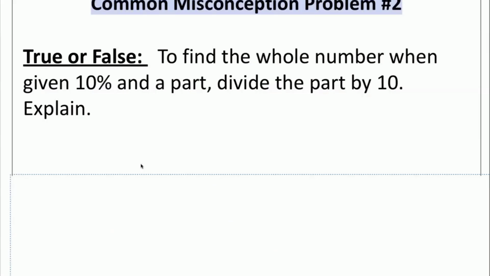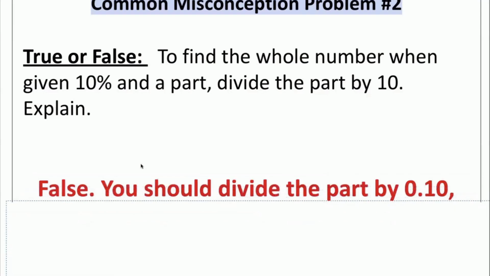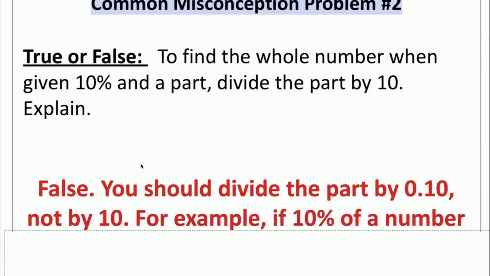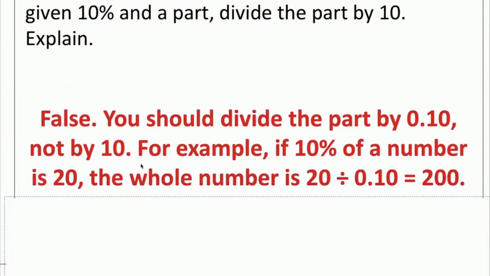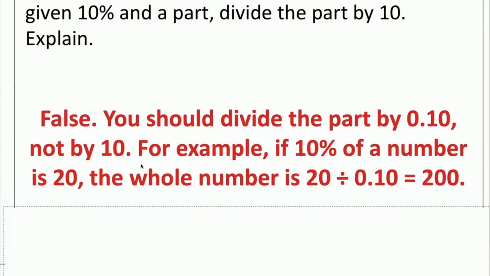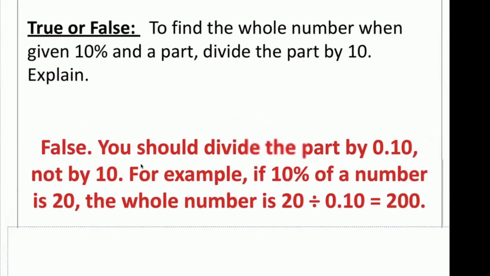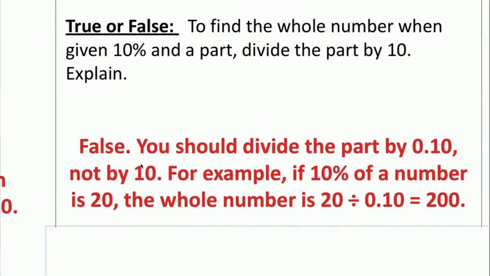True or false, to find the whole number, when given 10% in a part, divide the part by 10. So remember, we only divide by 10 if we know what the whole is. So the answer is false. You should divide by 0.10, which is 10% as a decimal. For example, if 10% of a number is 20, the whole number is 20 divided by 0.10, so our whole would be 200. Make sure you have this down. Don't forget to explain on these. Pause the video if you need more time.